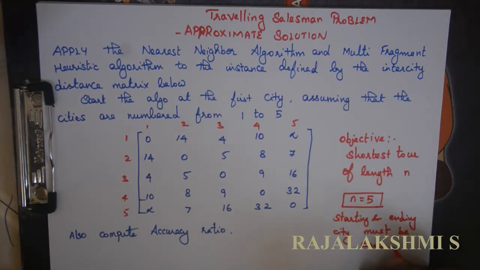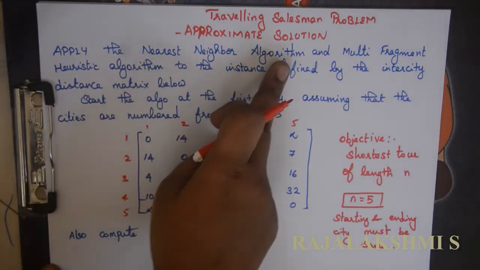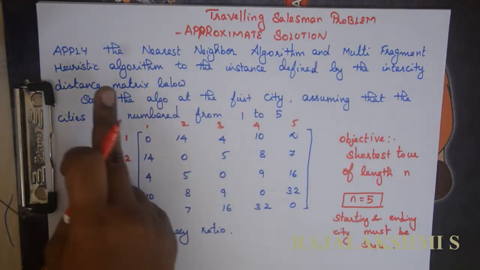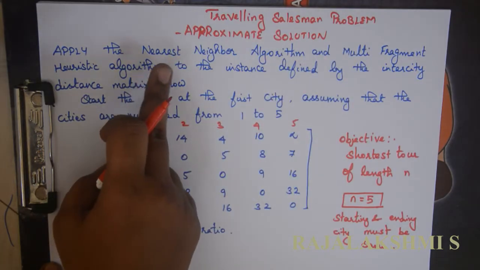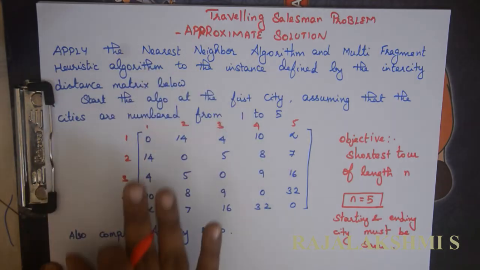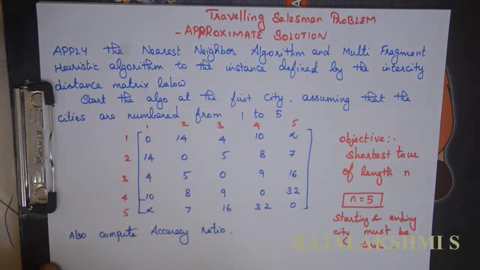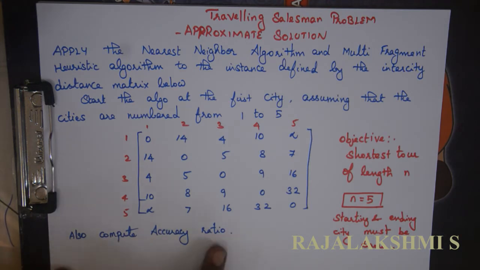This traveling salesman problem can be solved using a number of algorithm design techniques. Here we are going to concentrate on the approximate solution: how the traveling salesman problem can be solved with the help of approximation algorithms. We are taking two algorithms. One is the nearest neighbor algorithm and the other is the multi-fragment heuristic algorithm. These two are approximation algorithms. We will discuss one by one how these two algorithms produce a solution for this given traveling salesman problem, and also compute the accuracy ratio of these algorithms.